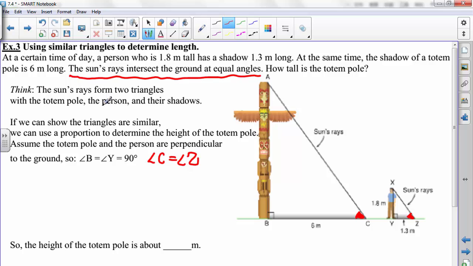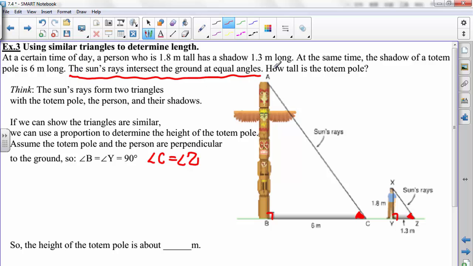So right now, let's think about something. The sun's rays form two triangles, with the totem pole, the person, and their shadows. If we can show the triangles are similar, we can use a proportion to determine the height of the totem pole. Assume the totem pole and the person are perpendicular to the ground. This suggests angle B is a 90-degree angle. Angle Y is a 90-degree angle. So angle B corresponds to angle Y because they have the same measurements.